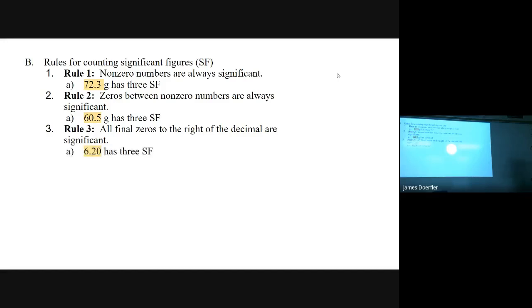6.20. Again, that final zero, because it's at the end, is to the right of a decimal. Again, that has 3 significant figures.